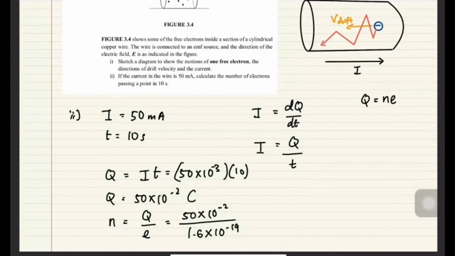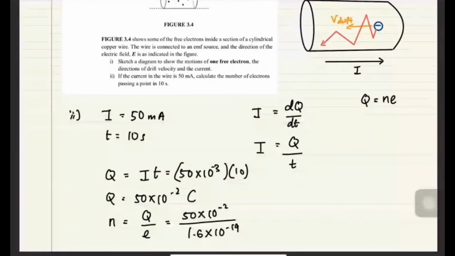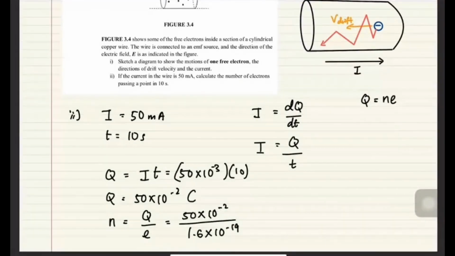Okay, this one you should get 3.12, 3.13. 3.13 times 10 to the power of 18 numbers of electrons.